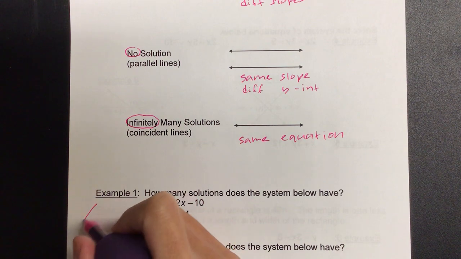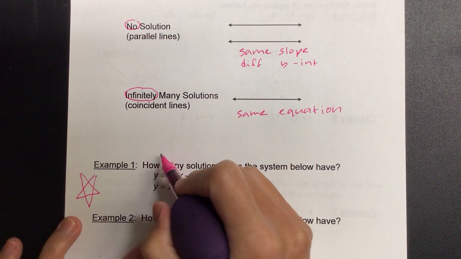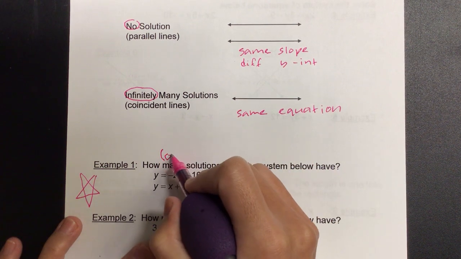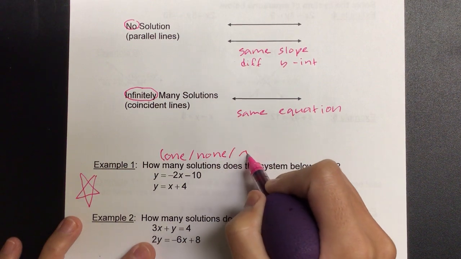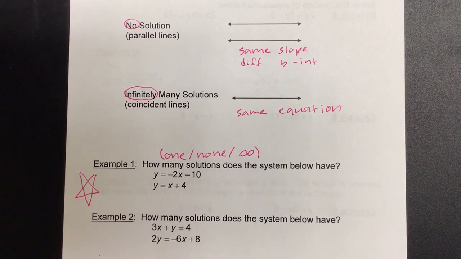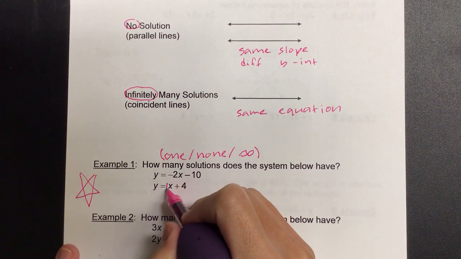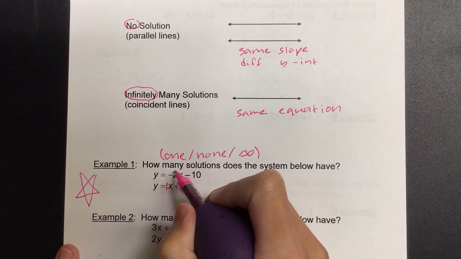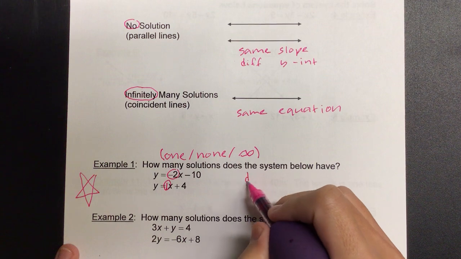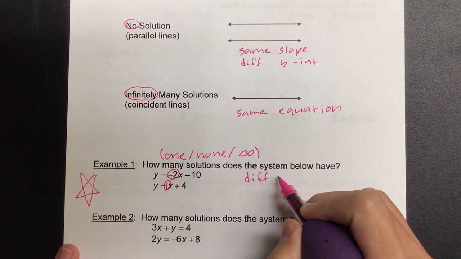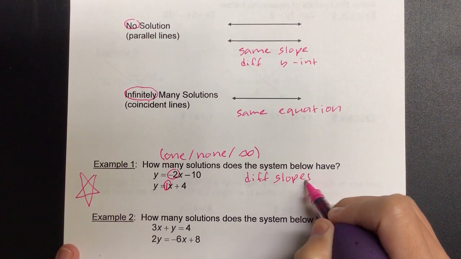All right, let's put a big star in example number 1. So once we analyze this, your answer will either be 1, none, or infinite amount. So we have, let's put the understood one. The slopes are what? The same or different? We have different slopes. So we know automatically the lines are going to intersect. So how many solutions will I have? 1.